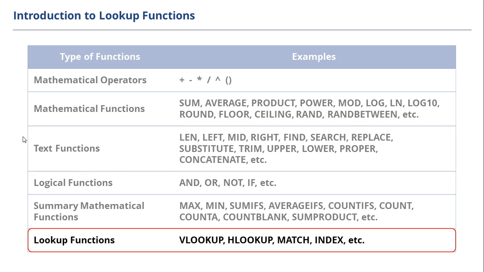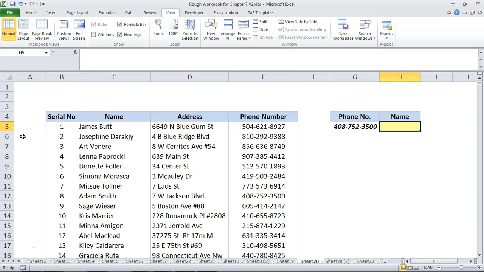This example should look familiar to you. We have a data table which contains the serial number, name, address, and phone numbers of all our contacts. Now the objective here is slightly different. We have a phone number and we need to find out who owns this phone number. So let's try doing this using the VLOOKUP function.